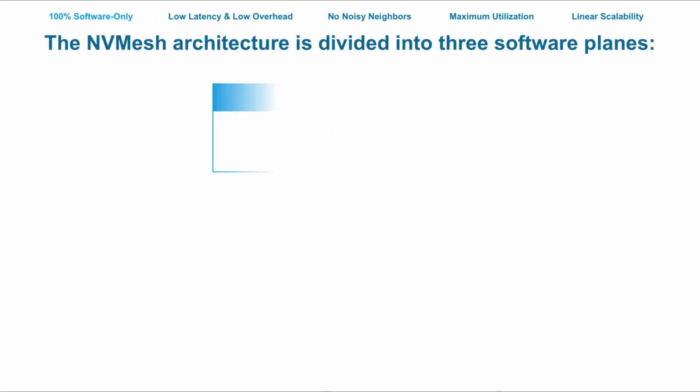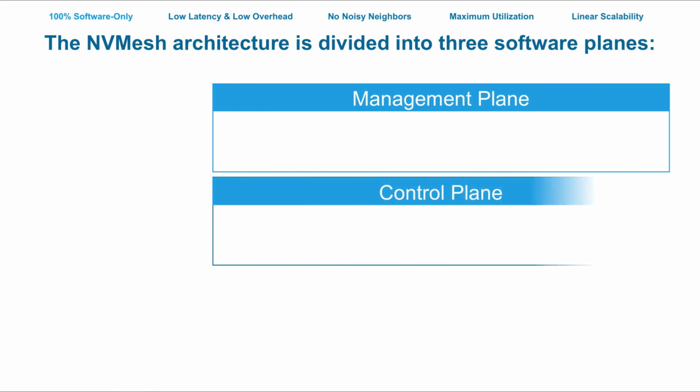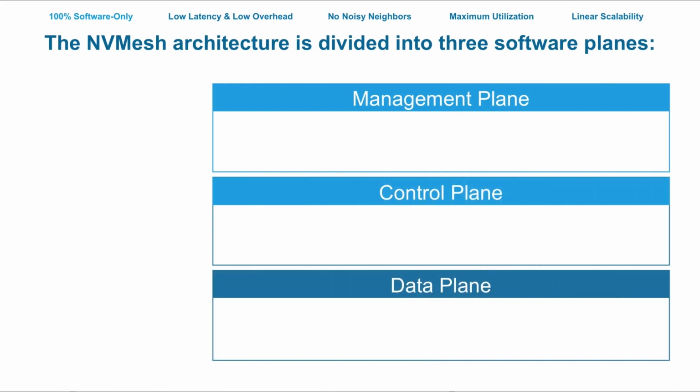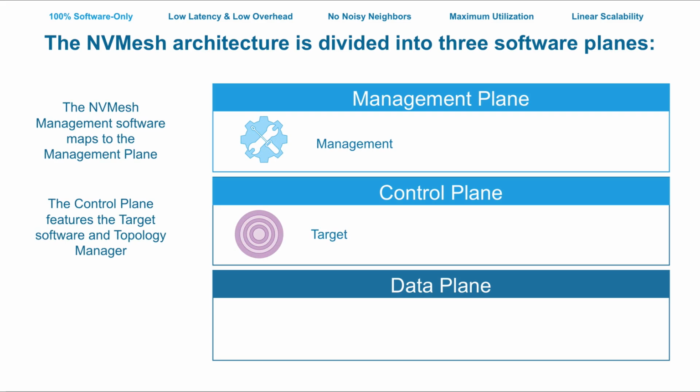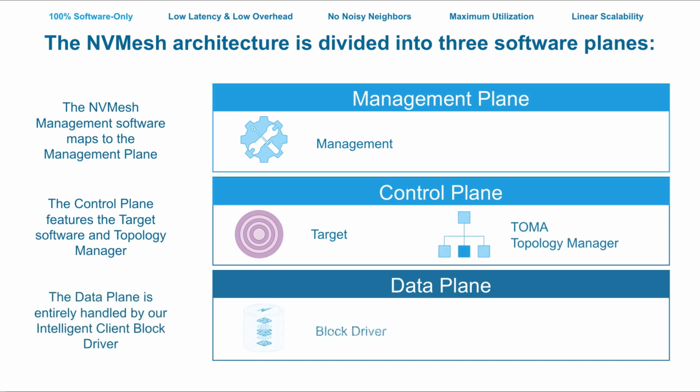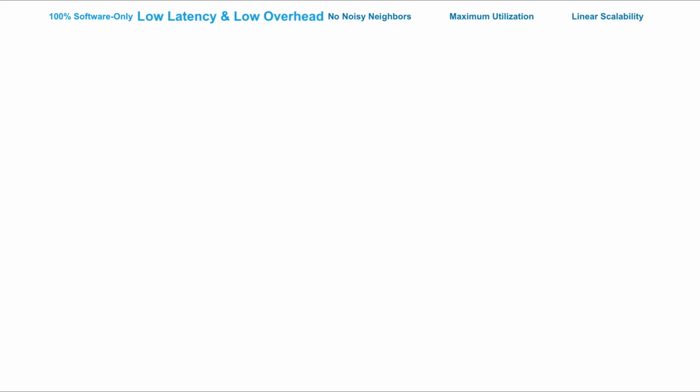The NVMesh architecture is divided into 3 software planes and has 4 essential software components that implement these planes. The management software maps nicely to the management plane. The control plane features the target software and TOMA, the topology manager. The data plane is entirely handled by our intelligent client block driver. Here is how the actual implementation works.